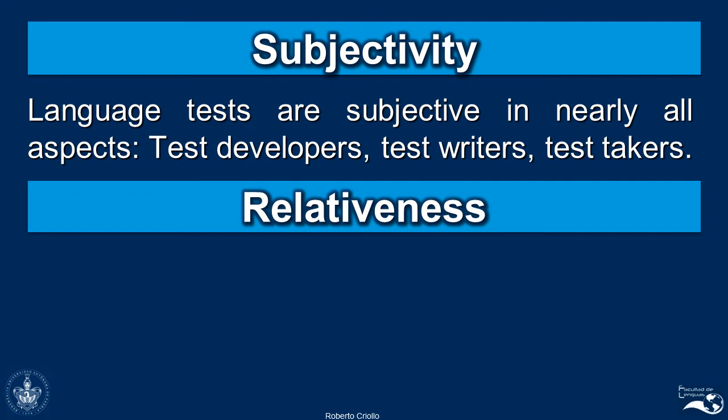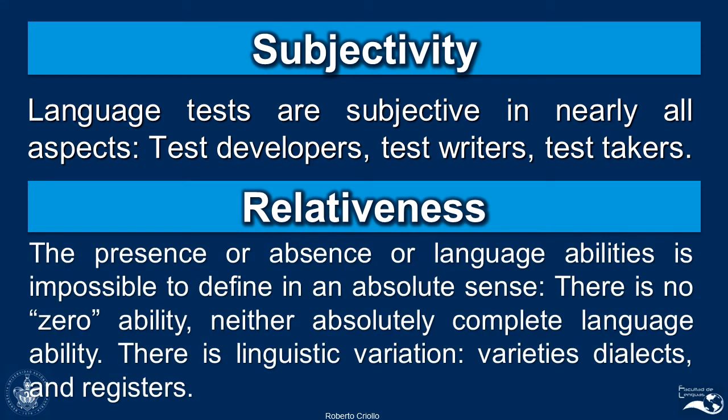Now, the last thing is relativeness, and relativeness refers to the fact that the presence or absence of language abilities is impossible to define in an absolute sense. So in this regard, what we can say is that sometimes there is no zero ability. If you remember, I gave you a test in Romanian, and you knew some Romanian even though you had never studied it before. And also, nobody has complete or absolute language ability.